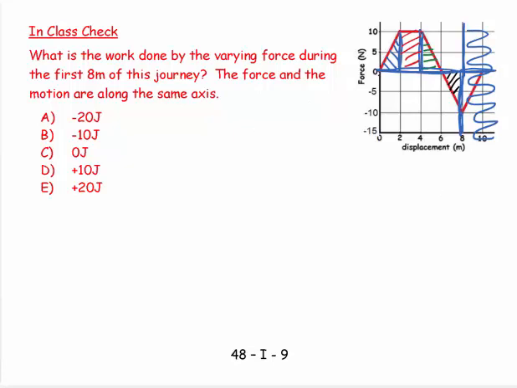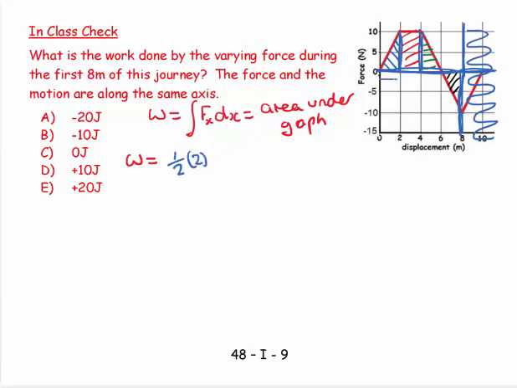So let's see if I can keep those colors. What's my basic equation? So the work is equal to, what can we say? It's actually the integral of F dx, which equals the area under the graph. Under meaning to the origin. So work is equal to a half of 2, times 10, because it's a triangle.